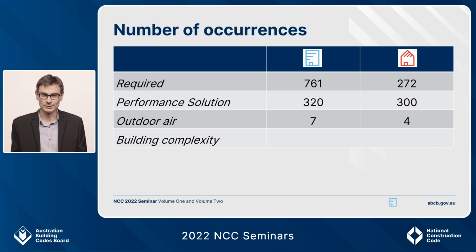So building complexity, trivia for you: how many times do we see the words building complexity used in a defined sense in the Building Code of Australia for NCC 2022? Zero. It makes outdoor air look popular, doesn't it? Now, building complexity is a new concept included in NCC 2022. It's a way of grading buildings by complexity, but we don't use it in the BCA. We don't use it in the NCC entirely.